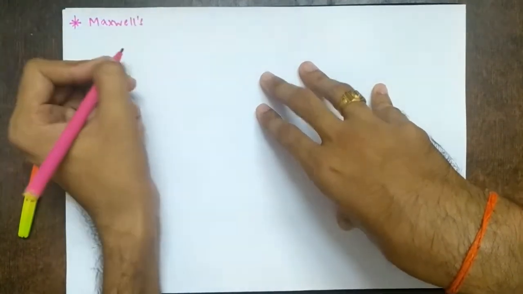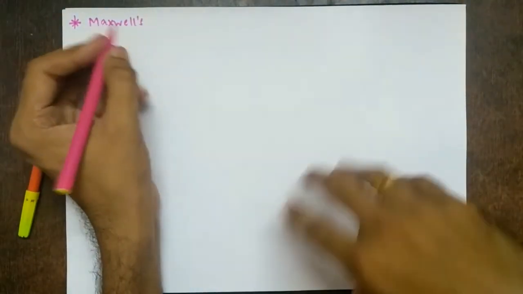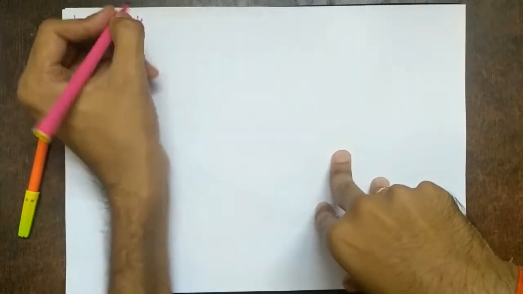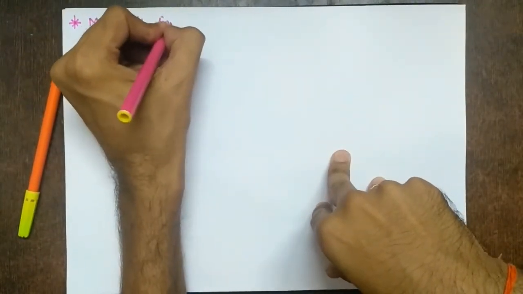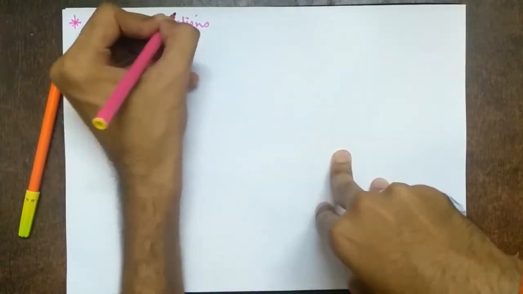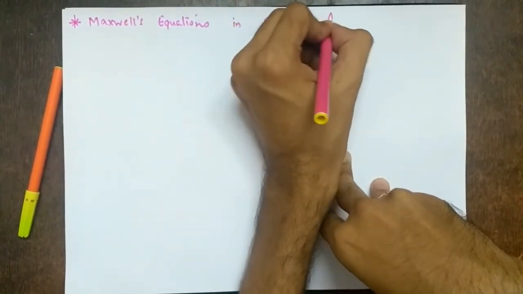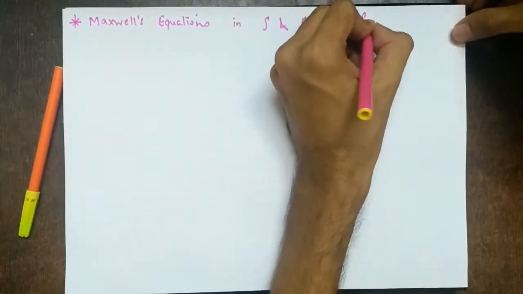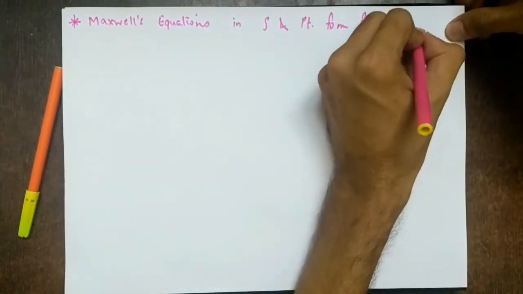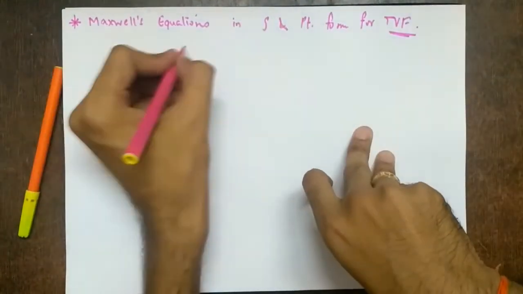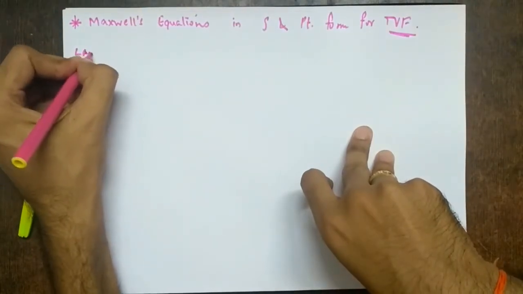And sometimes for 5 marks they only ask you to write Maxwell's equations, all the 4 sets of equations in integral and point form. So in that sense also it is very important. So I am writing Maxwell's equations in integral and point form, for time varying fields. TVF stands for time varying fields. So you can make 3 columns in the exam.